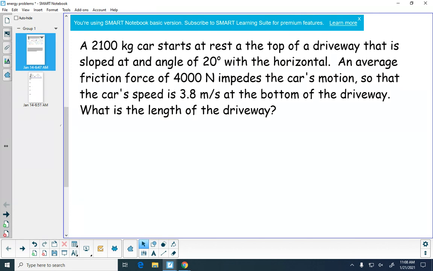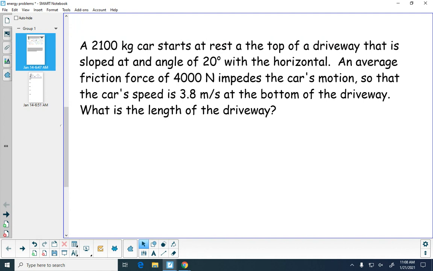A 2,100 kilogram car starts at rest at the top of a driveway that is sloped at an angle of 20 degrees with the horizontal. An average force of friction of 4,000 newtons impedes the car's motion so that the car's speed is 3.81 meters per second at the bottom of the driveway. What is the length of the driveway?